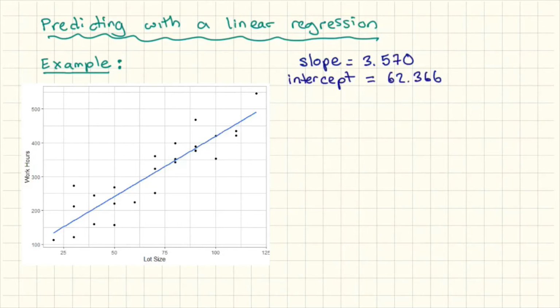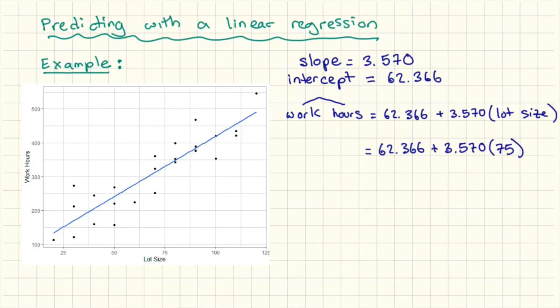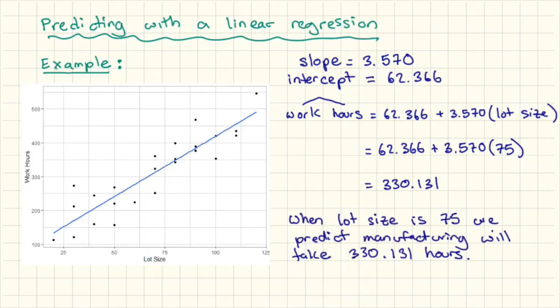After I get my regression, I get my slope and my intercept, and I can put them into a linear model. If I want to predict the number of work hours for a particular lot size, like 75, I can just plug 75 into the equation for the linear model and get a point estimate of my prediction. So when the lot size is 75, we're predicting that the manufacturing is going to take about 330 hours.